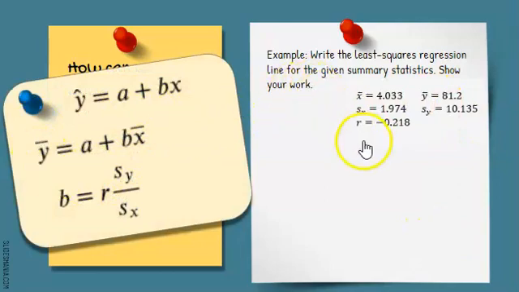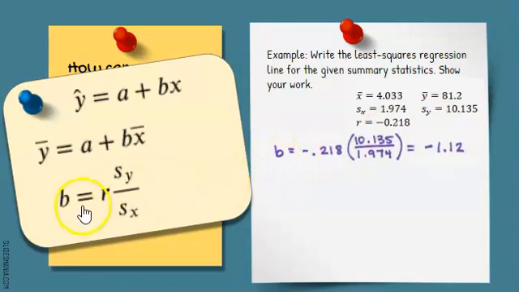Here are your equations. Write the least squares regression line for the given summary statistics and show your work. Here we go. We have x bar, y bar, s of x, s of y, as well as the r value. So plugging these numbers into our equations is all we have to do. To find b, the easiest one, you take the r value and multiply it by this ratio of s of y over s of x, and I get a slope of negative 1.12.